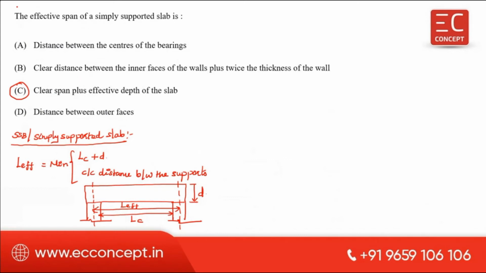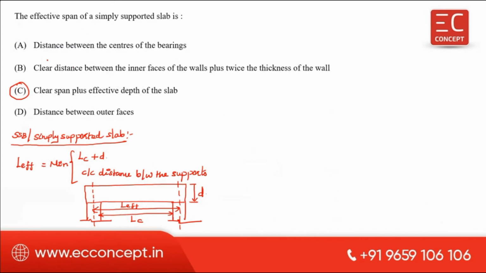So in this, option A also looks correct only, the distance between the center of the bearing. So this is the center of the bearing, this is the center of the bearing. So this also maybe looks correct only, but best option is clear span plus effective depth of the slab. Okay, so answer for this question is C. But anyhow, this question is not that fair. Okay, we can conclude A is also correct, but I'm giving the answer C is correct. C is correct, but this question is somewhat vague in nature.